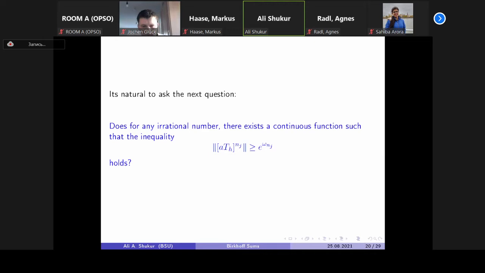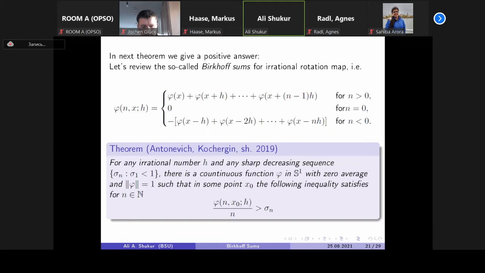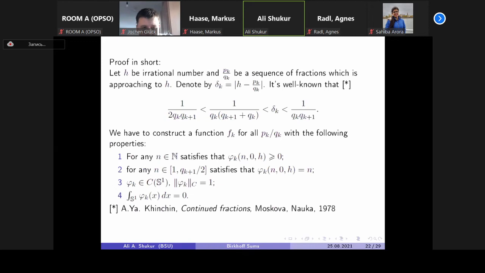It was shown by Birkhoff sums that we get a positive answer. Yes, for any rational number and any sharply decreasing sequence, there exists a continuous map such that this inequality holds. I'm not going to show the proof in detail because it's very difficult, especially if you discuss the proof virtually. It's very difficult to show it.